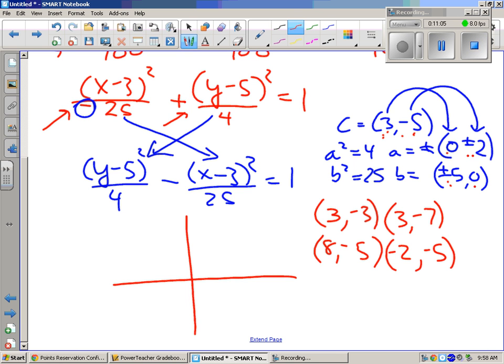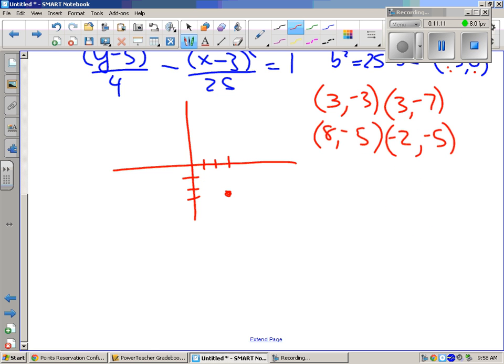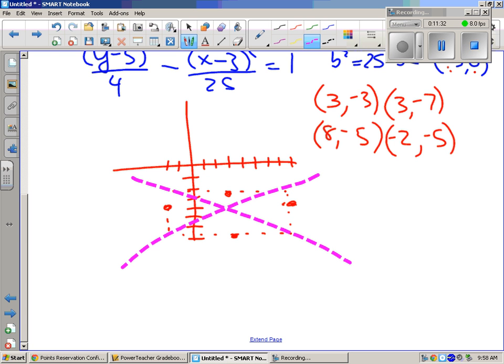So one more graph here. So 3, -3, 3, -7, 5, 6, 7 would be here. Then 8, 4, 5, 6, 7, 8, -5, and -2, -5. Now hopefully it's very symmetric, and you draw your crisscross through there like so. And because y was listed first, our actual hyperbola will be on the y, which is the up and down. Okay, make sure you're going through that point here, and you're going along those dotted lines.